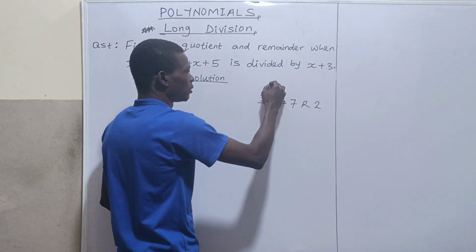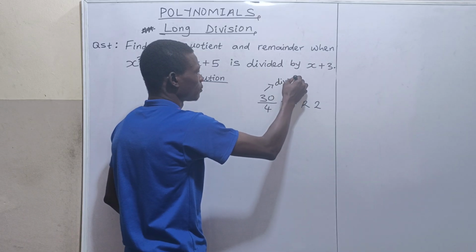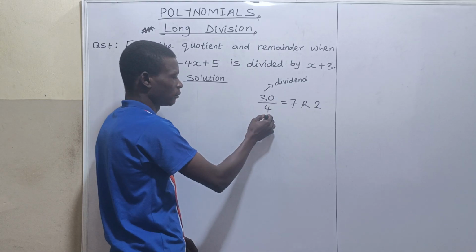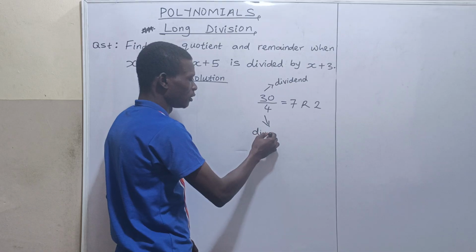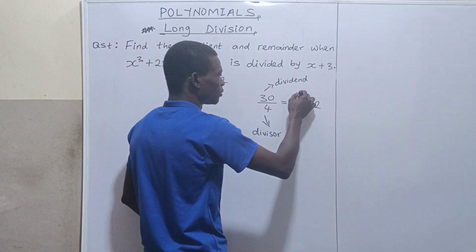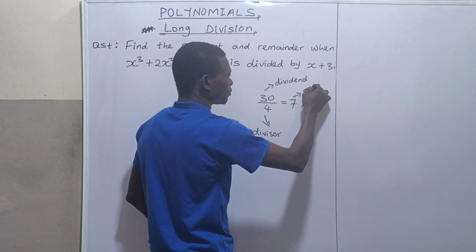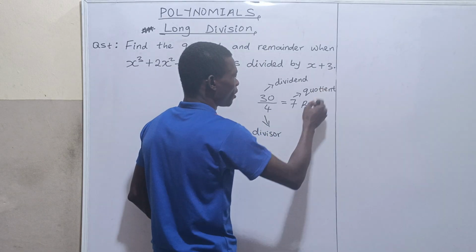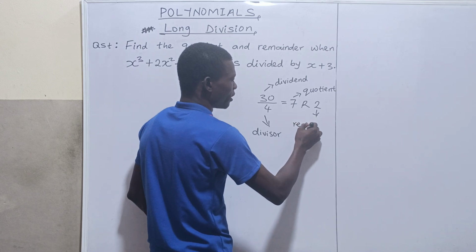So 30 is called the dividend. That's the number to be divided. 4 is called the divisor. 7 is the quotient. And 2 is the remainder.